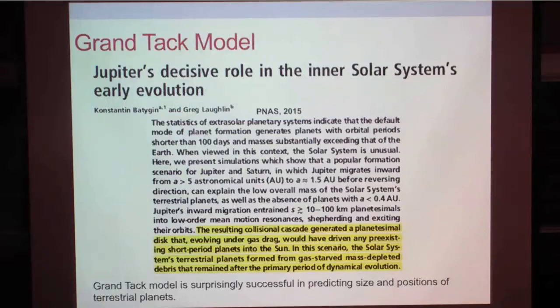Okay, as in this paper in PNAS 2015, the resulting collisional cascade generated a planetesimal disk that, evolving under gas drag, would have driven any pre-existing short period planets into the sun. And in that scenario, the solar system's terrestrial planets formed from gas-starved and mass-depleted debris that remained after the primary period of dynamical evolution. And the other thing to mention here is the Grand Tack model is given a lot of faith because it does a really good job of predicting, in the end, the terrestrial planets, their size and position, and the asteroid belt, which other models have always had trouble doing.